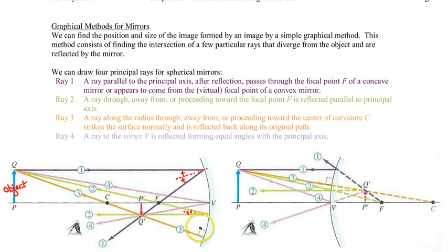So it's going to meet at an angle of 90 degrees. So it's going to reflect right back onto itself and come back and kind of shoot off this way, for example. Okay, so that's ray 3.